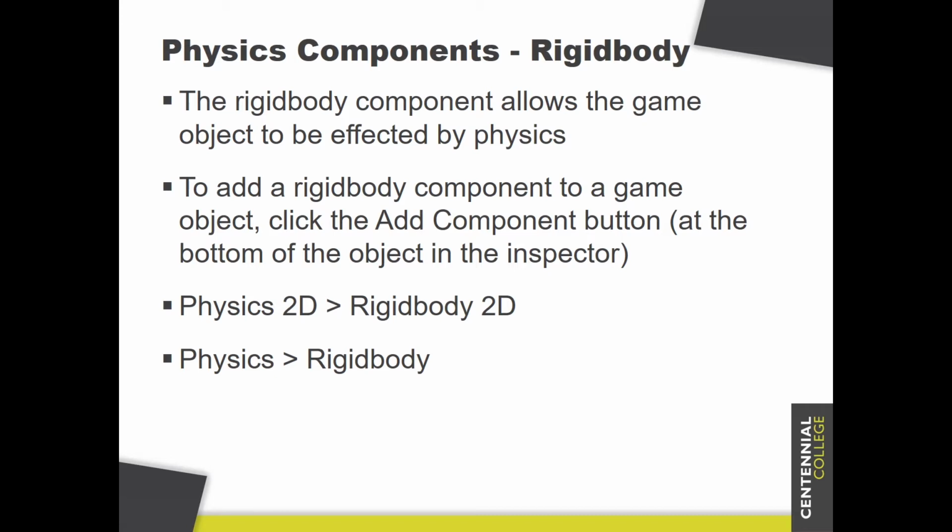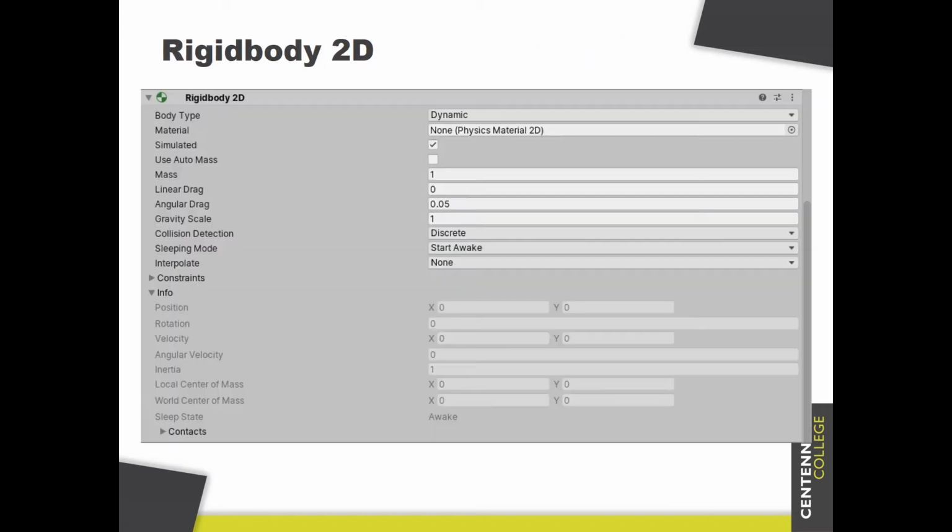If you want to add a rigid body to a 2D element, you're going to hit the Add Component button. We'll take a look at this when we're in the engine in a moment. You hit the Add Component button, go to Physics 2D, and then go to Rigid Body 2D. If you wish to add a 3D component, you go to the Add Component button, click on Physics, and then select Rigid Body. In both cases, they are slightly different.